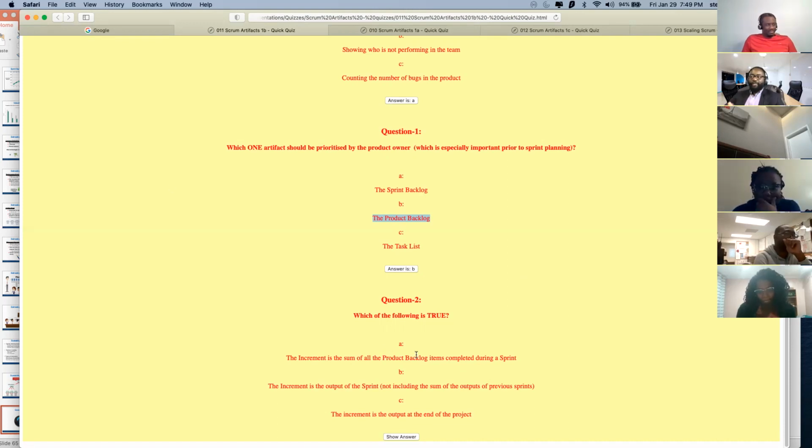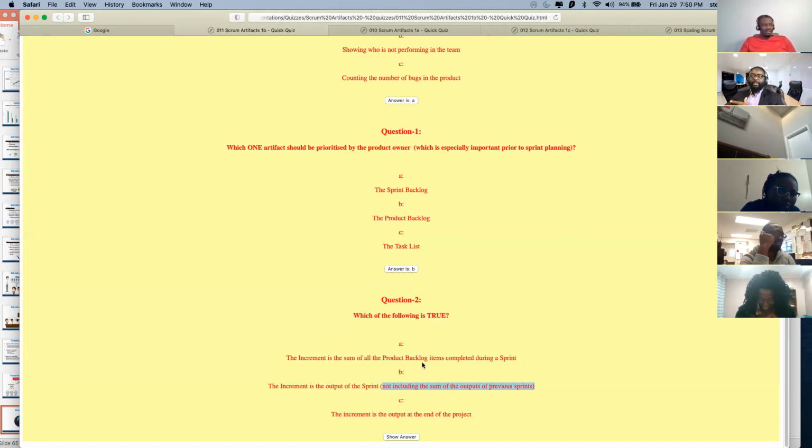Okay, so the first one, the increment is the sum of all the product backlog items completed in the sprint. That's not correct, right? Because the increment is the sum of all the product backlog items completed before and during the sprint. The second, the output of the sprint, not including the sum of the output of previous sprints. That's incorrect because it does include it. The increment is the output at the end of the project. That's also not correct.